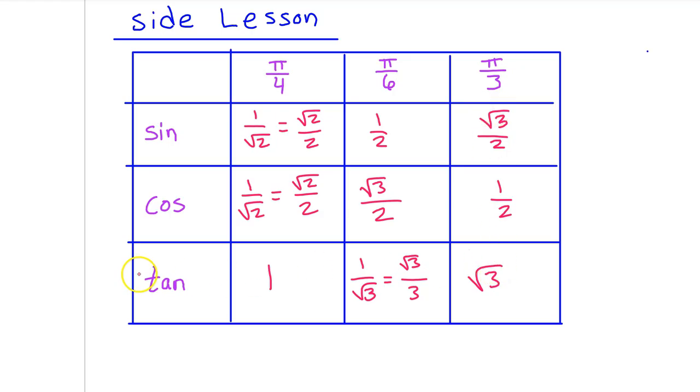Obviously, for this exercise, we are working with the tangent function. So focus on the fact that the tangent of pi over 4 is 1, the tangent of pi over 6 is 1 over radical 3, or radical 3 over 3, and the tangent of pi over 3 is radical 3.